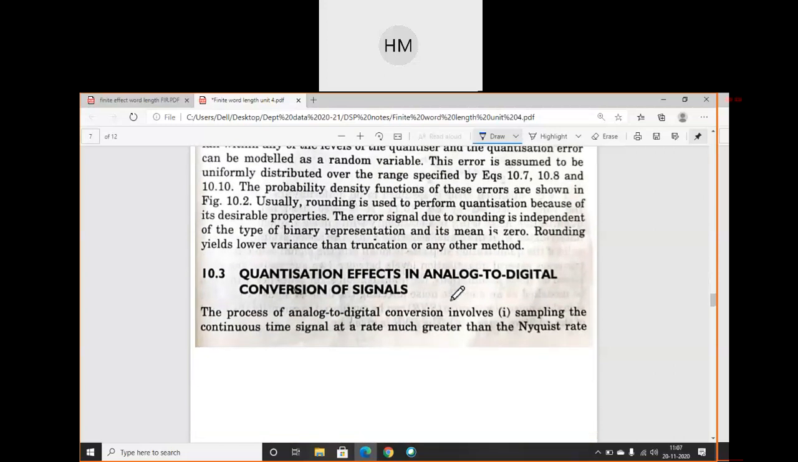Now quantization effects in analog to digital signal conversion. Just in very short, we will discuss this topic as we will convert the signal from analog to digital. Quantization effects you can see very easily and some error will be introduced in that. So what is the process of analog to digital conversion? It involves sampling the continuous time signal at a rate much greater than the Nyquist rate. We all know what is Nyquist rate.